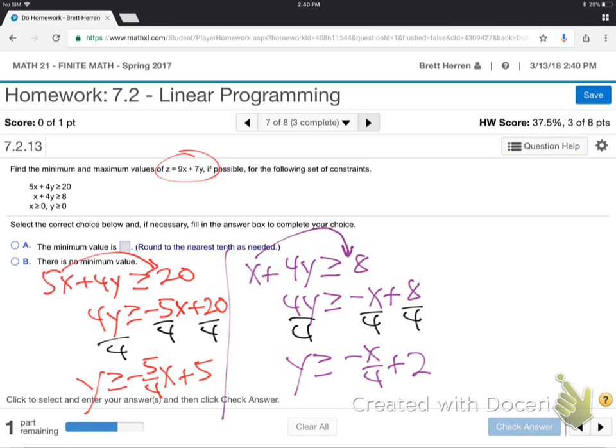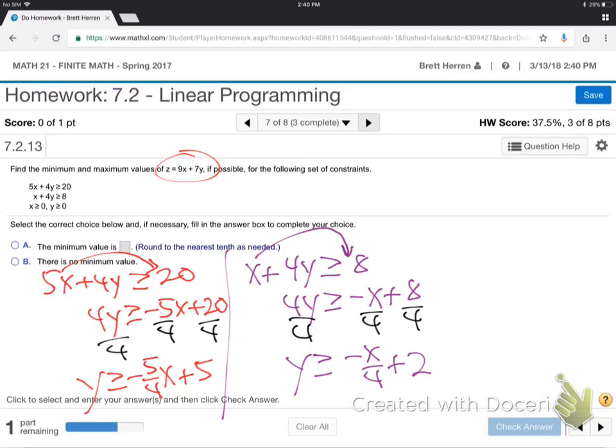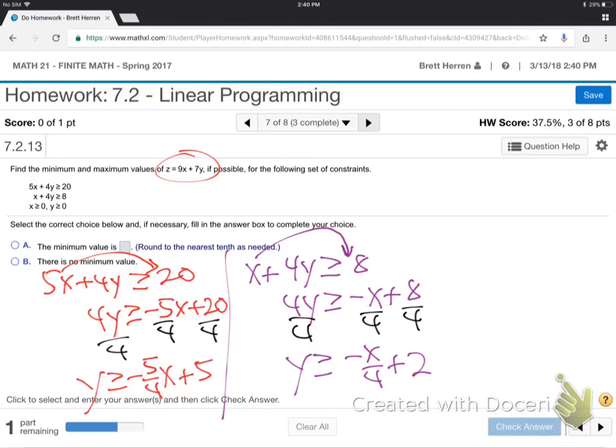Ready to graph? If you're okay with that, I'm going to go to a fresh screen. Need a little more room. Number 7 here. What was the first equation? The first one is y greater than or equal to negative 5/4 x plus 5. The second one is y greater than or equal to negative x over 4 plus 2.